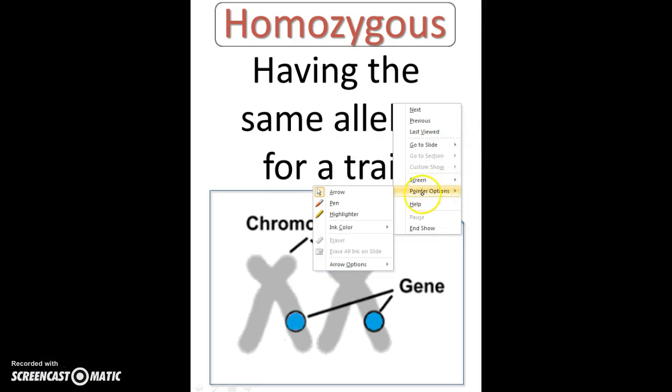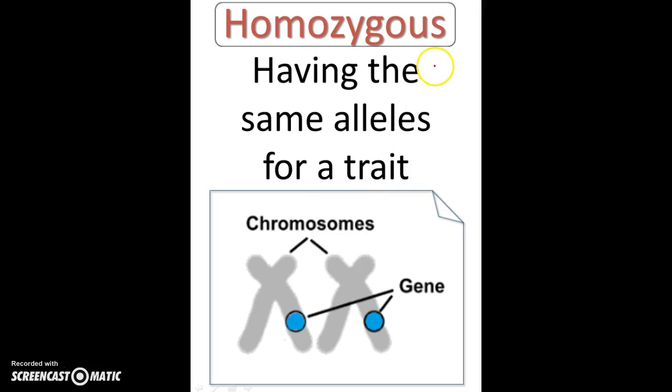So here is the dominant allele. It would be represented by a capital H. Okay. Now the recessive allele would be lowercase. So the dominant's always uppercase, the recessive's always lowercase.